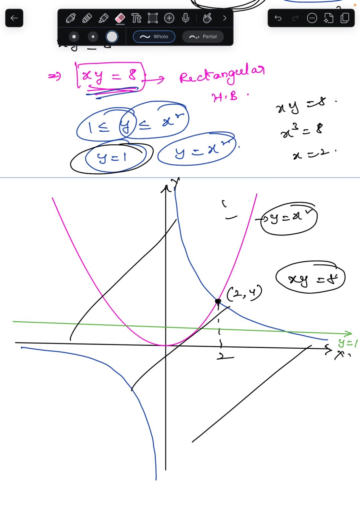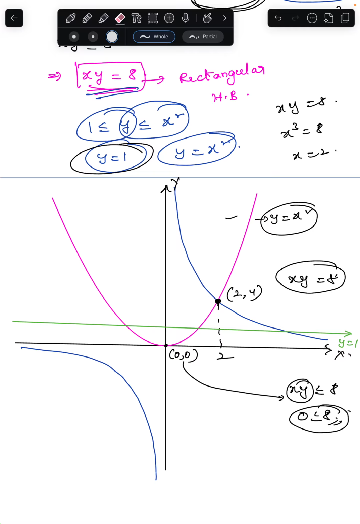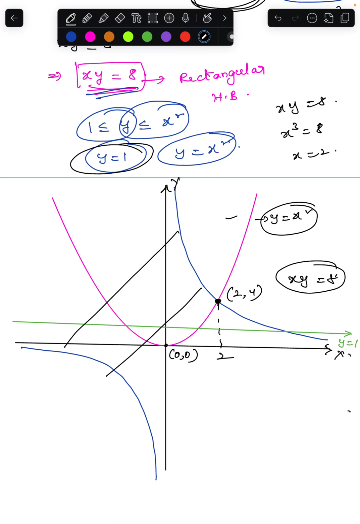But how do we find which region represents xy less than or equal to 8? Just take any one point, let us say 0 comma 0. Substituting in the inequality gives 0 less than or equal to 8. It is true. That means it should cover the origin, so it is representing this region of xy less than or equal to 8.